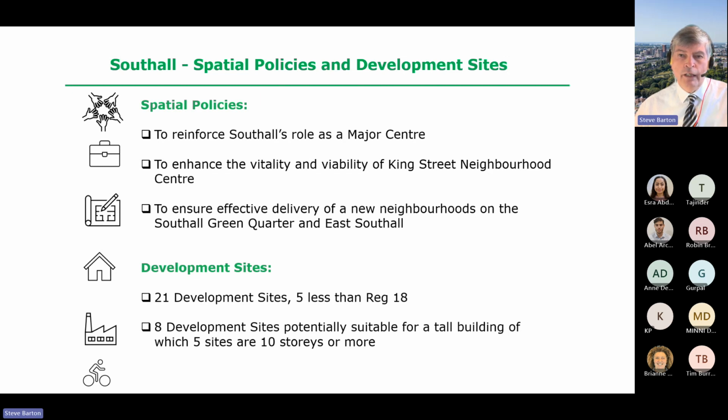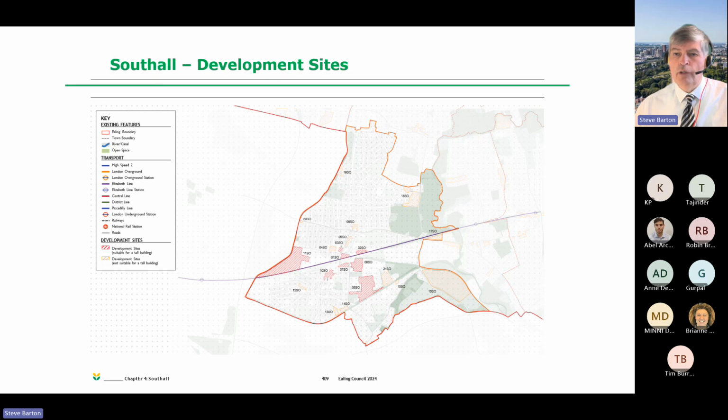And there are 21 development sites that have made it through to the final cut of Reg 19. That's 5 less than were consulted upon at Reg 18. 8 of those development sites are considered to be potentially suitable for a tall building, of which 5 sites are for 10 stories or more. And this slide illustrates where all the development sites are in Southall and indicates those sites which might be potentially suitable for a tall building. And you will see that most of the sites are either within Southall Major Town Centre or on former brownfield land.